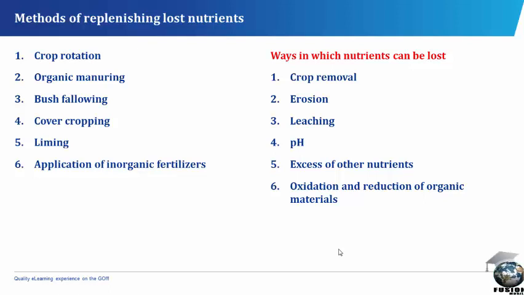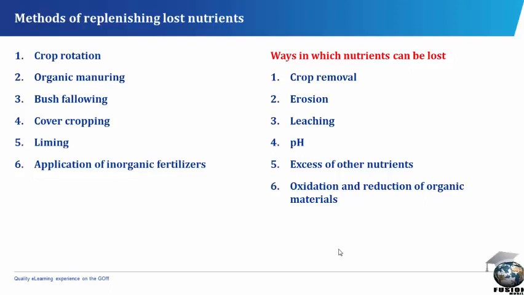Crop rotation is defined as the system of farming whereby different crops are grown on the same piece of land year after year in a definite manner so as to maintain fertility of the soil. The cycle is planned in such a way as to restore nutrients removed from the soil.